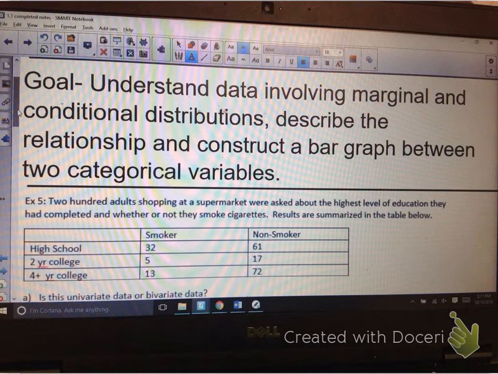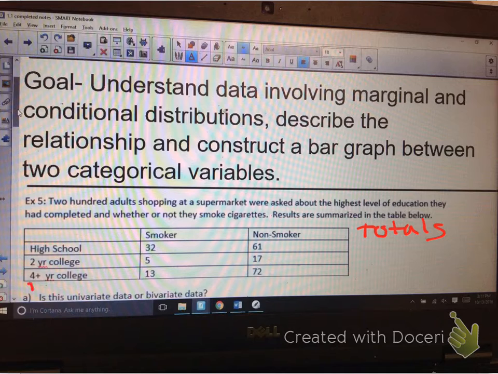Right here we have a conditional distribution. It's a 2-way table. You guys are familiar with this with probability, which will make it easy, hopefully, for you. If it's not, you need to let me know. 200 adults shopping at a supermarket were asked about the highest level of education they had completed and whether or not they smoked cigarettes. Results are summarized in the table below. Immediately when you see a 2-way table, you need to fill in the totals.